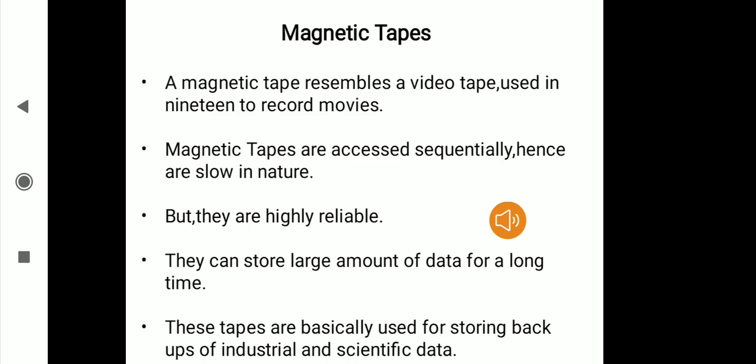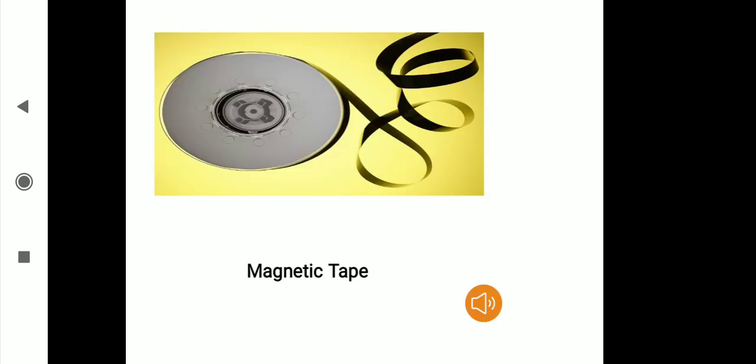But they are very highly reliable because they can store large amount of data for a very long time. These tapes are basically used for storing the backups of industrial and scientific data. The diagram in this slide shows a magnetic tape.